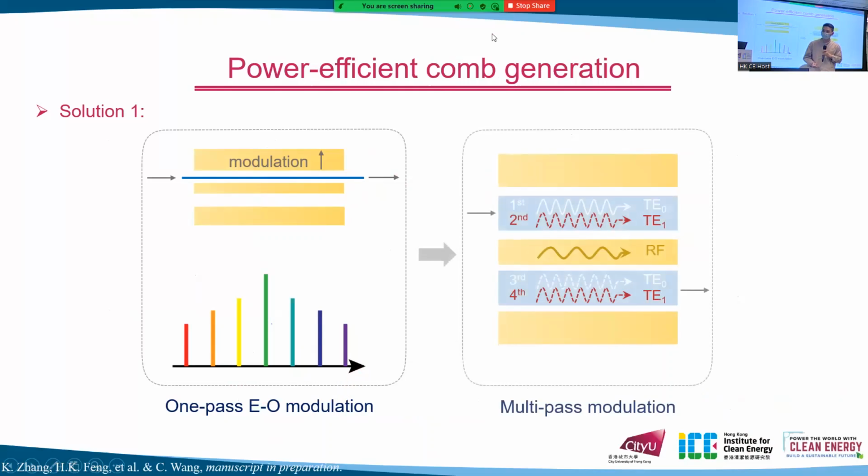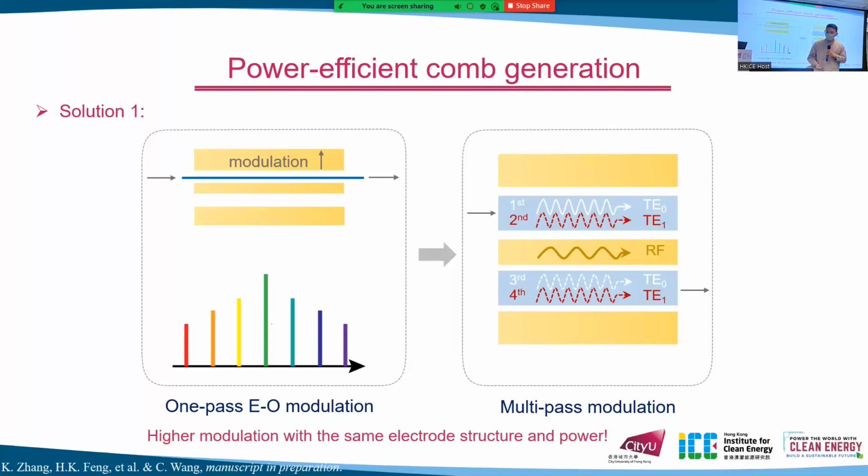So here we propose a multi-pass modulation. The idea is that the light first comes in, is modulated, comes out, and then the light will come back and undergo the next modulation. So this is the multi-pass modulation. In this way, a higher modulation can be achieved with the same electrode structure and power, which means that if we want the same modulation, less power is needed.